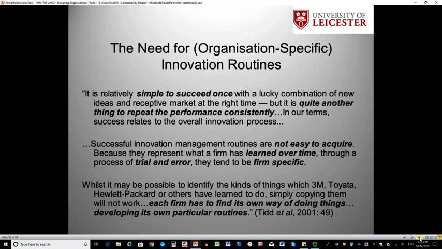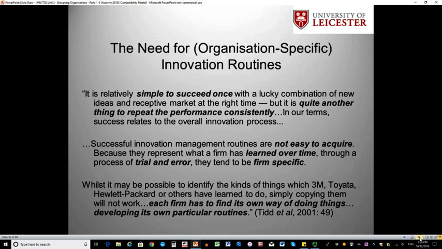So basically what they're arguing for is that we need to ensure that we have a well thought through set of activities and stages and processes that allow us to be innovative, and to allow us, when we set up an innovation project, to go through a set of stages and activities that are more likely to lead to success.